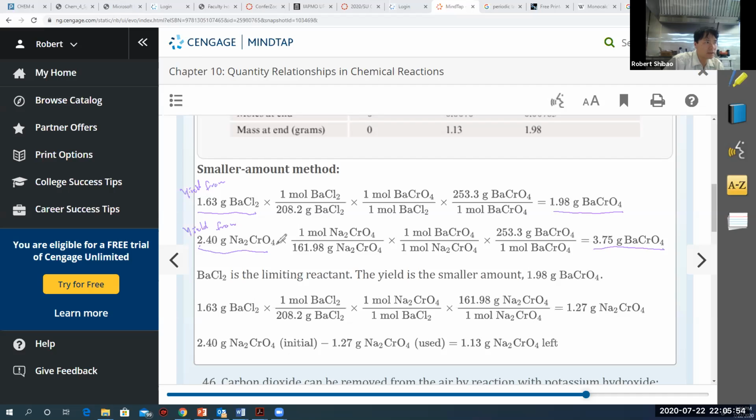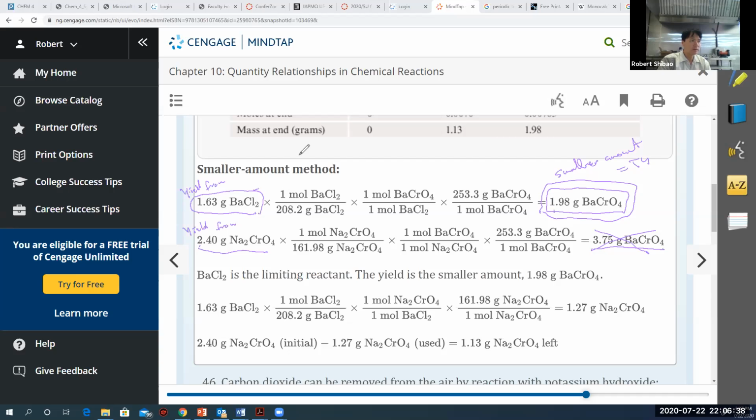Well, it looks as if sodium chromate's in excess. The reason is because it could potentially form 3.75, but it won't, because the max amount I can form from barium chloride is 1.98. Once I form this, I have no more barium chloride left over. So the smaller amount is the amount I'm going to make. This is my theoretical yield. The smaller amount equals the theoretical yield. There's no way we're going to make that much here, as we don't have enough barium chloride. And this is going to be called the limiting reagent.